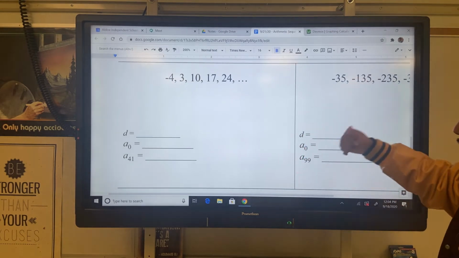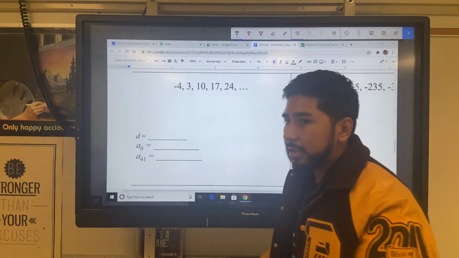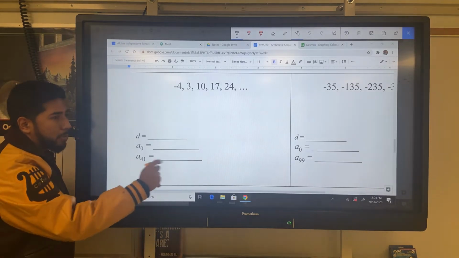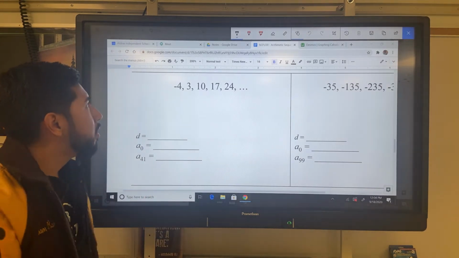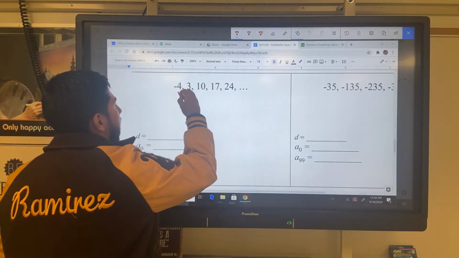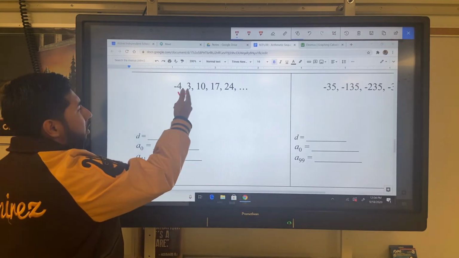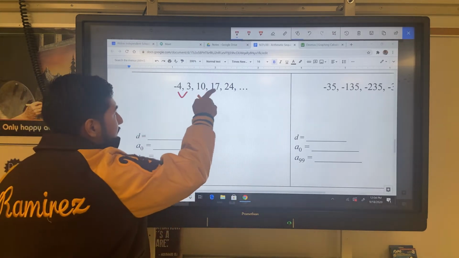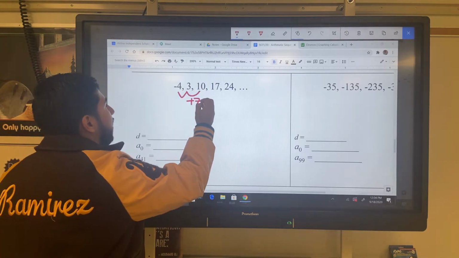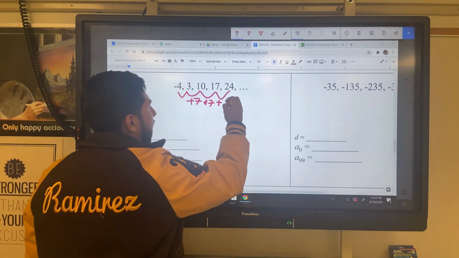I'm going to do one, then you're going to do the next one. Same situation. I want to know the D, the A0, and now we're going to predict the future. So I got -4 to 3, so that means it's going up. If you don't know how to do this, look at the next one. How did I go from 3 to 10? Plus 7, plus 7, plus 7.